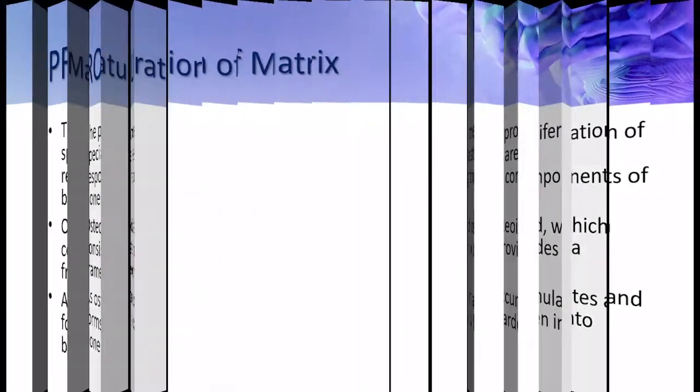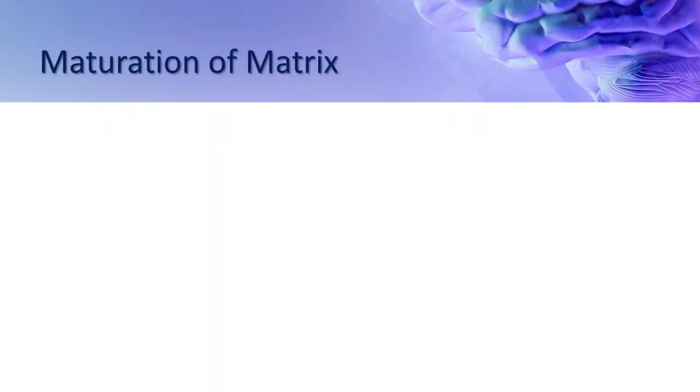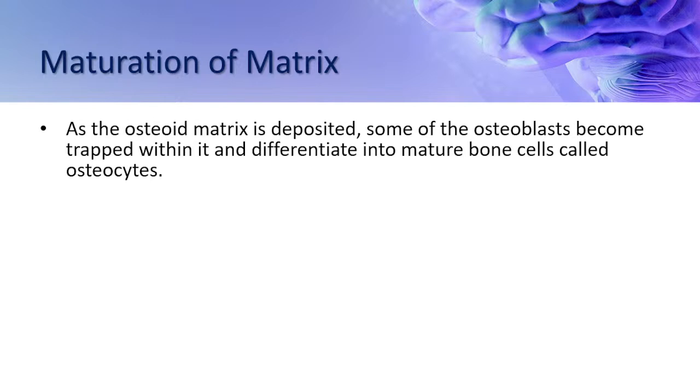The next phase is the maturation of matrix. What do you explain? You explain that as the osteoid matrix is deposited, some of the osteoblasts become trapped within it and differentiate into mature bone cells called osteocytes. So bone cells are called osteocytes.